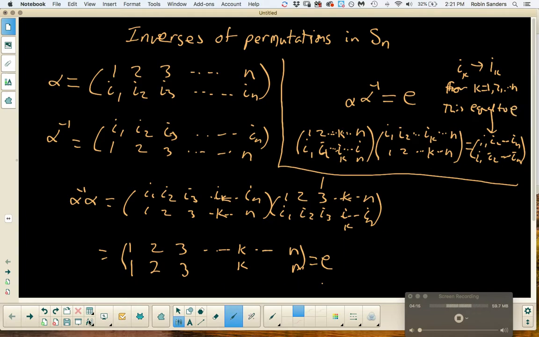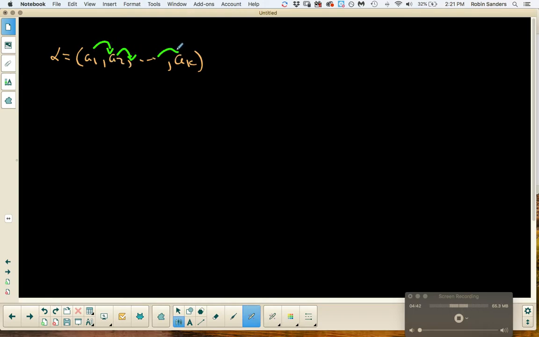Well, we have two different ways of writing permutations, so I want to look at inverses in disjoint cycle decomposition as well. So if alpha is written as just a single cycle, A1 goes to A2 all the way up to Ak, well, what this basically means is that alpha is sending A1 to A2 and A2 to A3 and Ak minus 1 to Ak, and Ak back to A1.